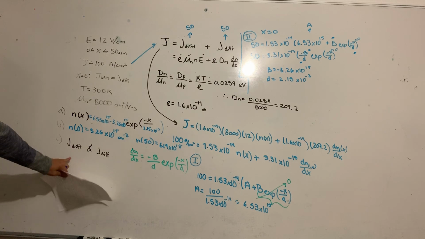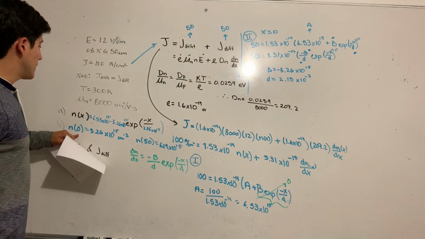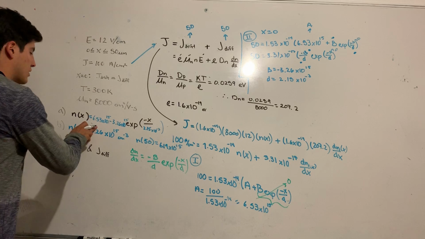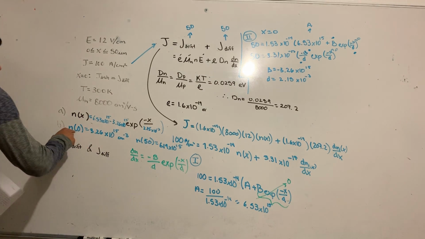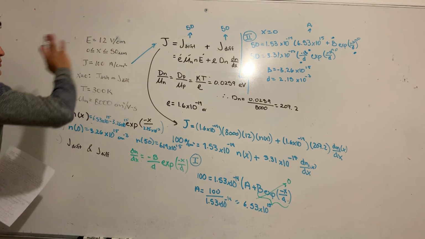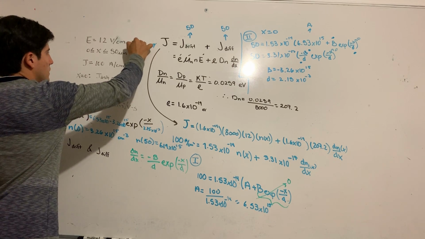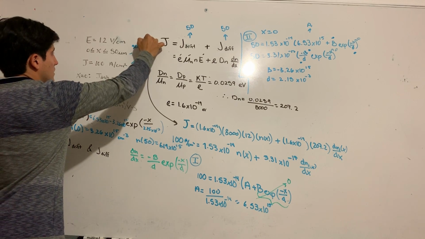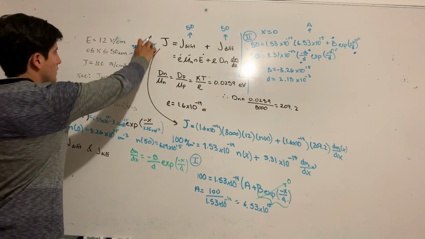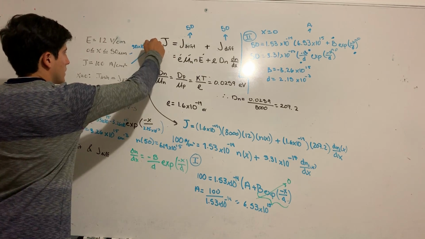So that's B already. Part C is asking us to get the expression of the electron concentration when x is equal to 0 and when x is equal to 50. Here you just have to notice that this is in meters. So this is 50 times 10 to the minus 6 meters. But we're in centimeters, so it's going to be minus 4. Just be careful there.